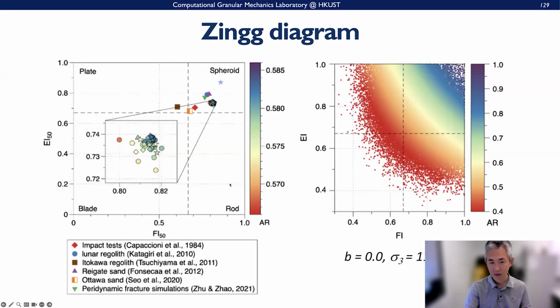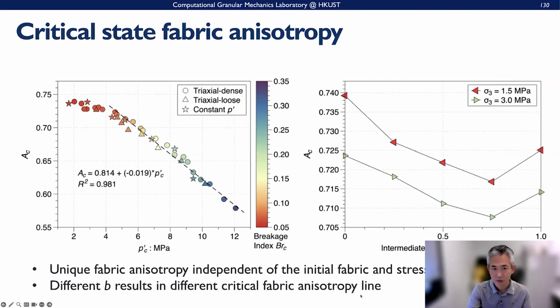Indeed, they fall into quite a similar dome as well here. These are the further fabric results. We quantify the fabric anisotropy at critical state for the crushable sand. We find that there is a unique fabric anisotropy, which is independent of the initial fabric and the stress condition, for all the b conditions here. But different b will give different critical fabric lines here.